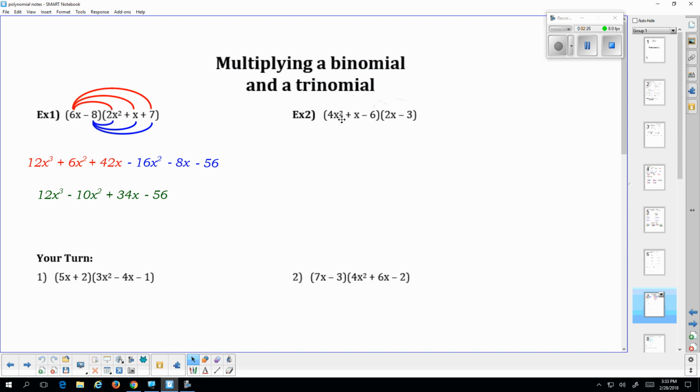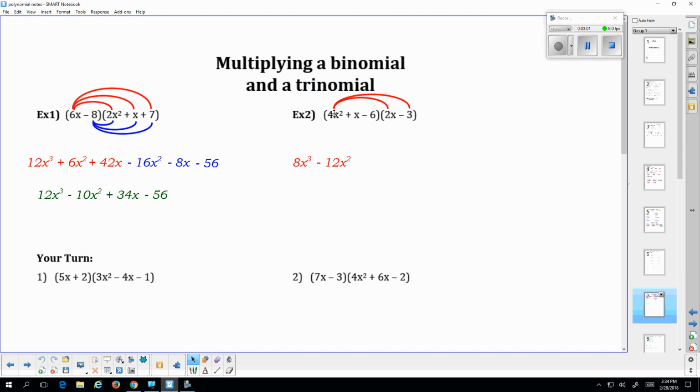So let's do example 2. We have 3 terms in the first polynomial and 2 in the second one. So we're going to have to distribute 3 times. We're going to start with the 4x squared. I'm going to distribute the 4x squared to everything in the second set of parentheses. So 4x squared times 2x. That's going to give me 8x to the third, because 4 times 2 is 8, and then add the exponents. Then 4x squared times negative 3 is going to give me negative 12x squared.